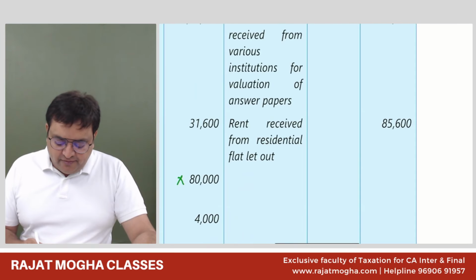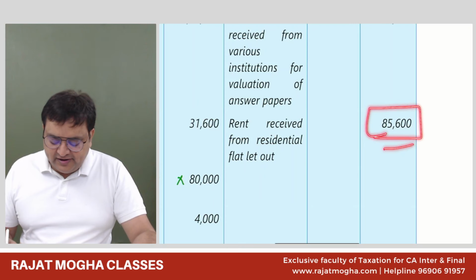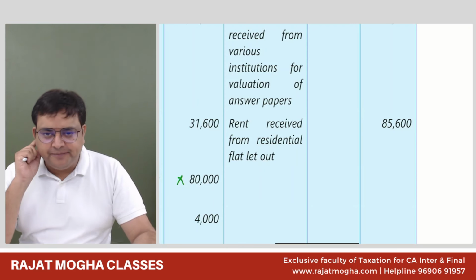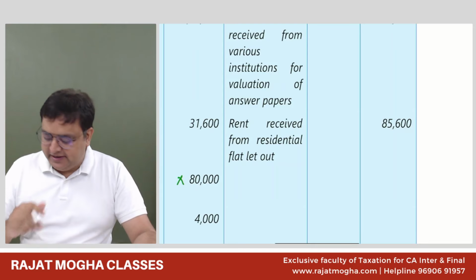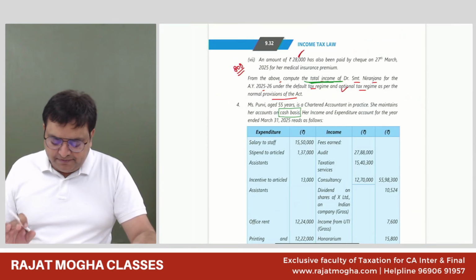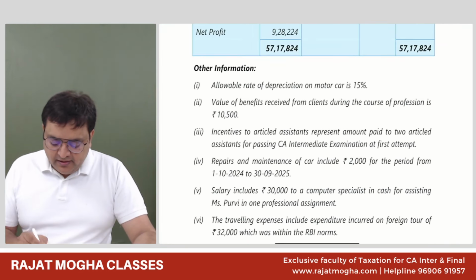A rent receipt from residential flat let out, 85,600. So you understand it's a residential flat which is let out. So it is again house property income. Correct. Now this is the income and expenditure account. Let us see the information.